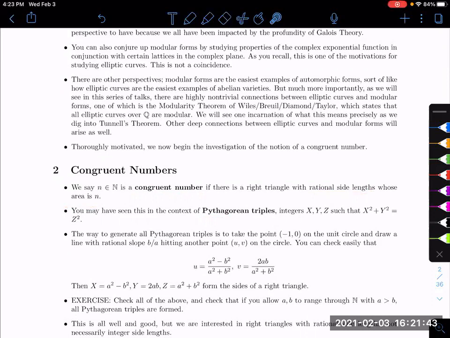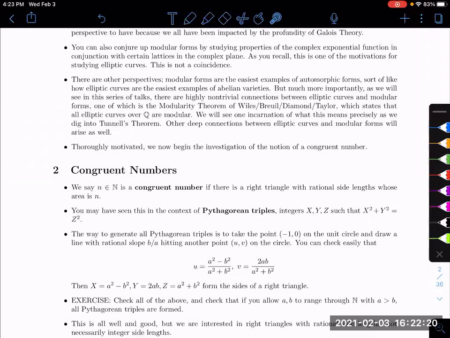You may have seen this in the context of Pythagorean triples, which are integers x, y, and z such that x squared plus y squared equals z squared. So what are Pythagorean triples in the context of congruent numbers? Well, instead of requiring that the side lengths of our right triangle be rational, when we look at Pythagorean triples, we're asking that they be integers. And how do we know we're looking at a right triangle here? Well, this is just the Pythagorean theorem, right? So z is the hypotenuse, and x and y are the leg lengths.